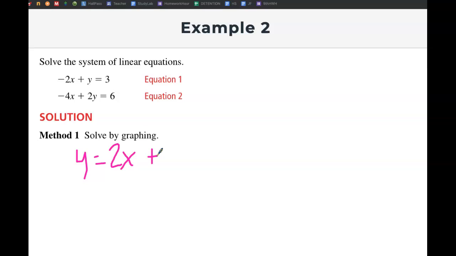2x plus 3. So when we get that, you know that the answer is what? When the equations equal each other, the answer is infinitely many.